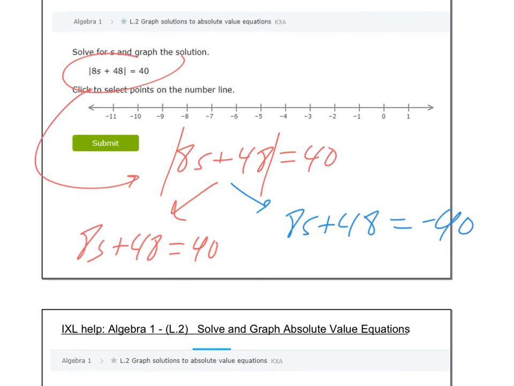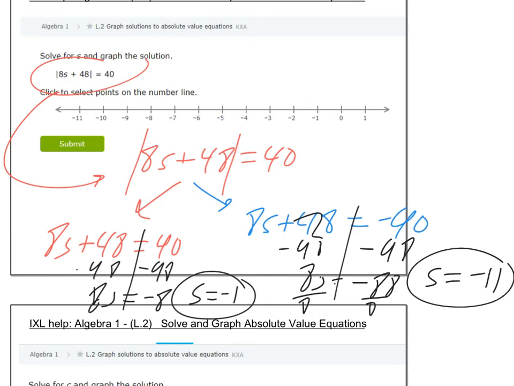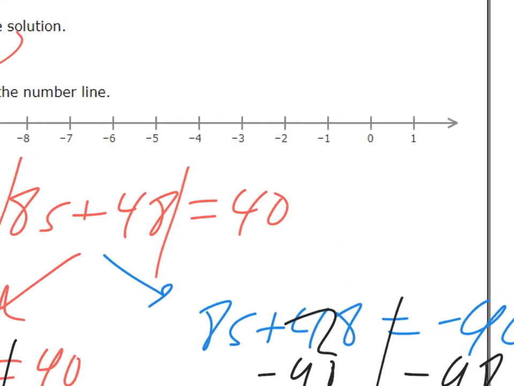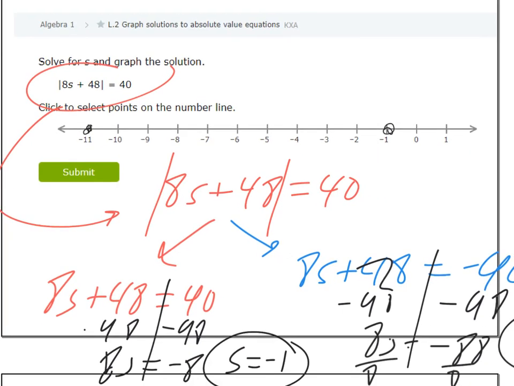Okay, and now again, I'm just going to solve each of these like a little 2-step equation. For both of them, I'm going to subtract 48 from both sides. And in this one, I get 8s equals -8. And I'll divide both sides by 8, so I'll get s equals -1 for one of my solutions. Okay. And then the other one, I'll subtract 48 from both sides of this one. 8s equals -88. And I'll divide both sides by 8 for this one, and I get s equals -11. So -1 and -11 would be my solutions for this one. Here's -1, and here way down here is -11. So those are my 2 answers for this case.